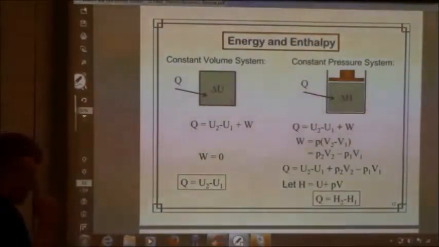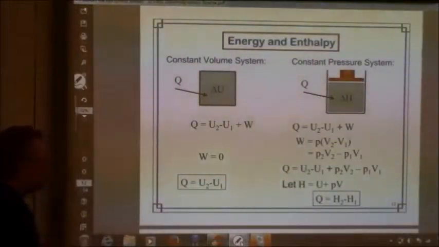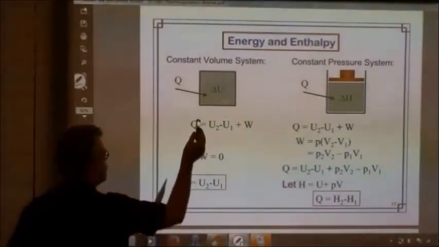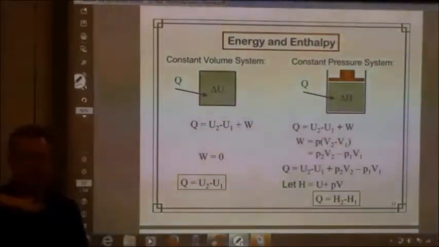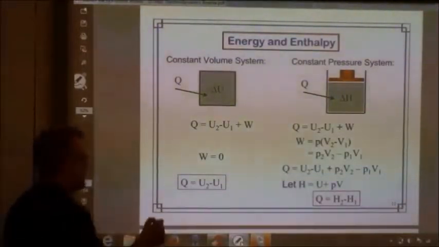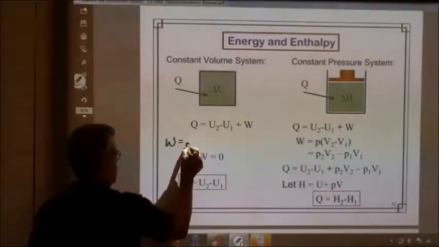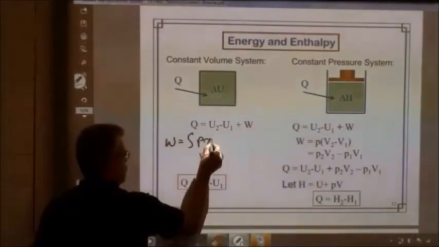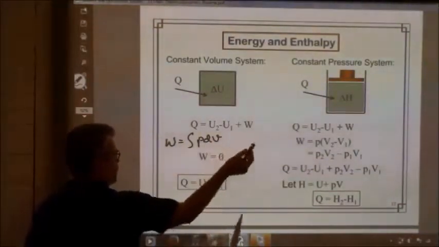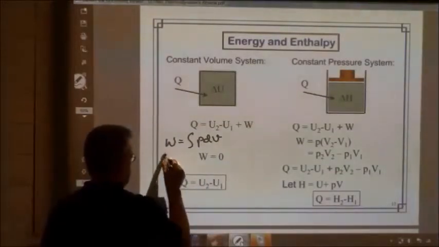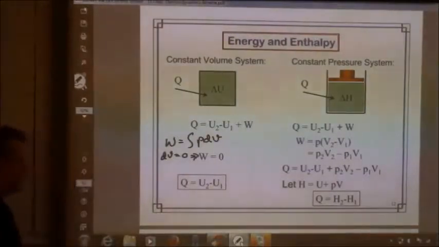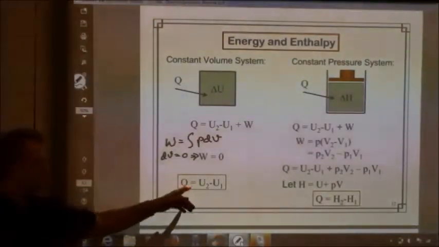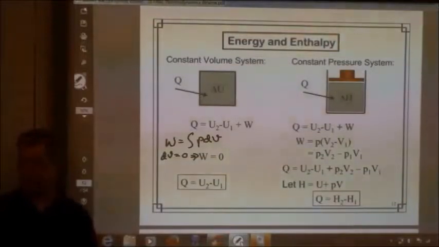So let's talk about this in a little more macroscopic detail. We're going to look at two specialized systems. One is a constant volume system. If you've got a constant volume system, there's no change in volume, and if our work is equal to the integral of P dV, and dV is equal to 0, this implies that the work is 0. So then the internal energy change is just U2 minus U1.